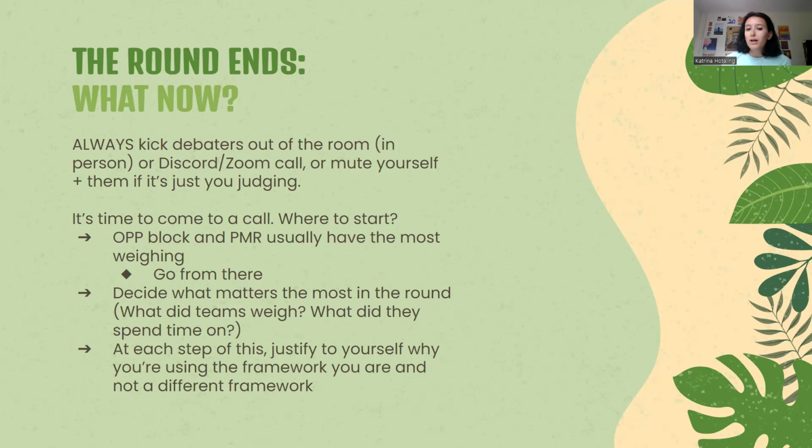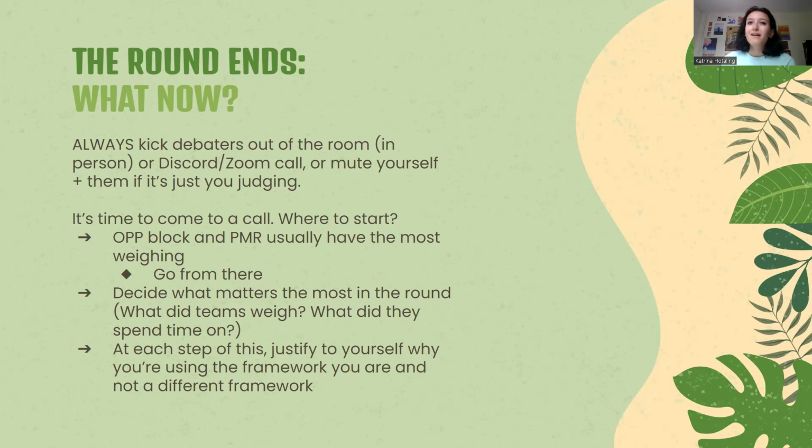From there, decide what matters the most to you. Easy ways to do this are: what did teams weigh? If there's not clear weighing, and APDA has a real weighing problem recently, there's often not a lot of really clear weighing about what matters. What does a team spend time on? They spent time on a lot of things. What's intuitively the most important to you?